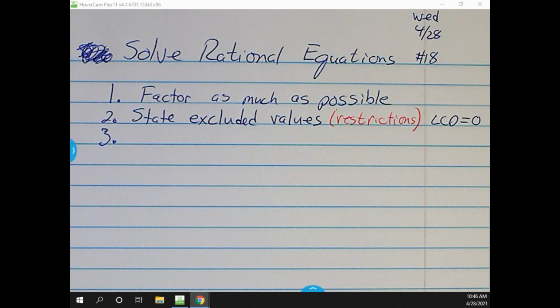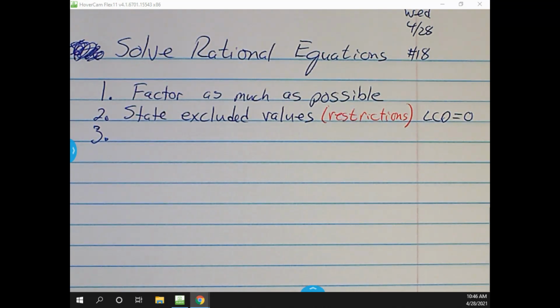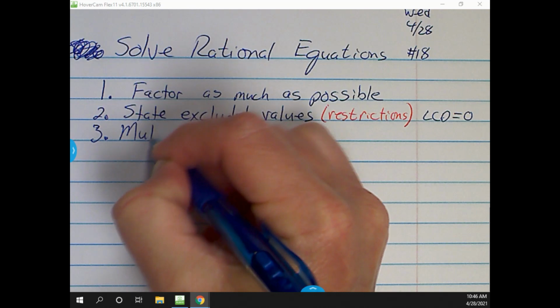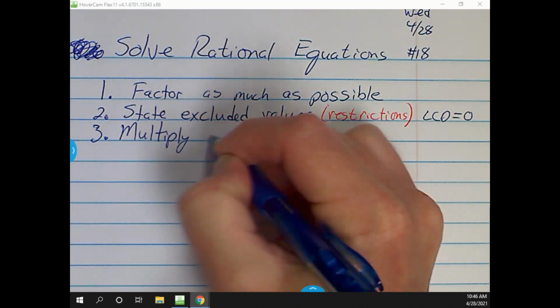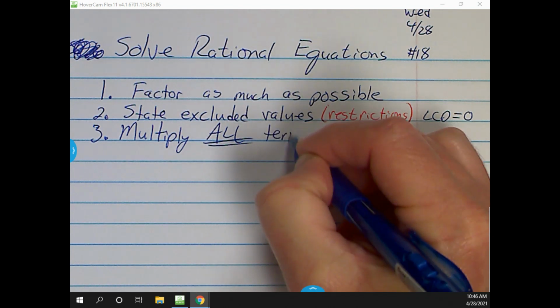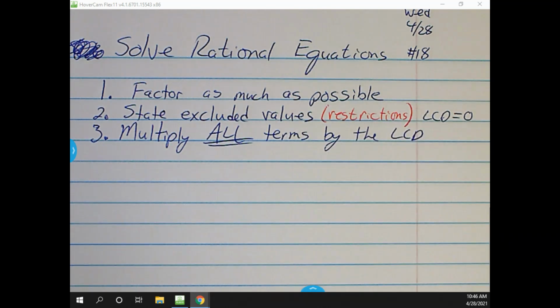All right, now here to me is where the big change happens, and it's a little bit easier. Yesterday we had to rewrite all the questions and find common denominators, and you had to change the bottom numbers and change the top numbers and do all this stuff. If you're just adding and subtracting, you have to do that. With solving, here's where it gets easier: we're going to multiply every term. We're going to multiply all terms by the LCD.